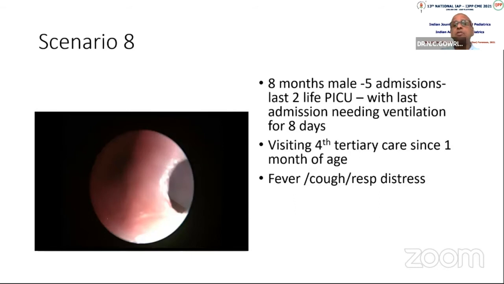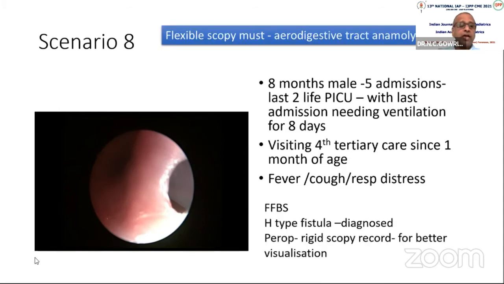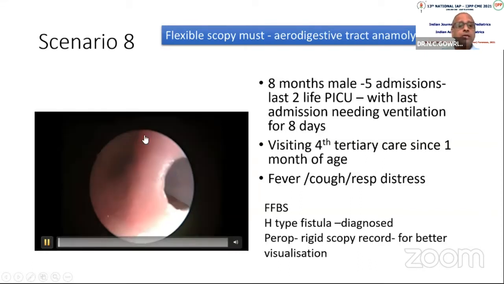This is an 8 months old child with 5 admissions, the last 2 admissions in PICU, the last admission needing 8 days of ventilation. He is visiting the 4th tertiary care center since 1 month of age. You have a look at this one. This is taken as pre-op with a rigid scope only for teaching purpose. Why? Because this is the esophagus, the so-called H-type fistula. This is the one.